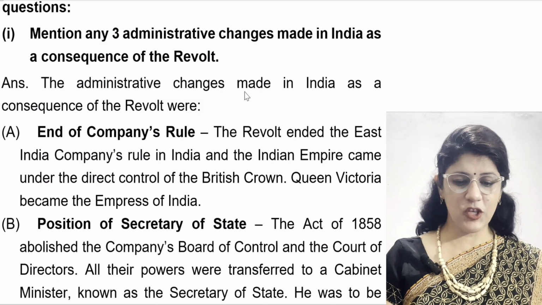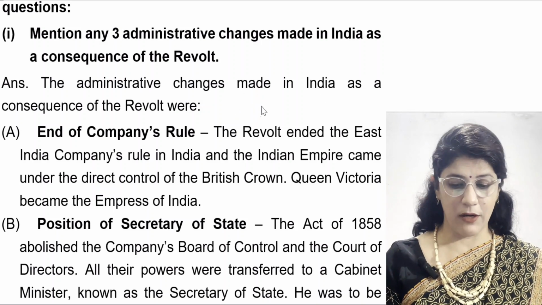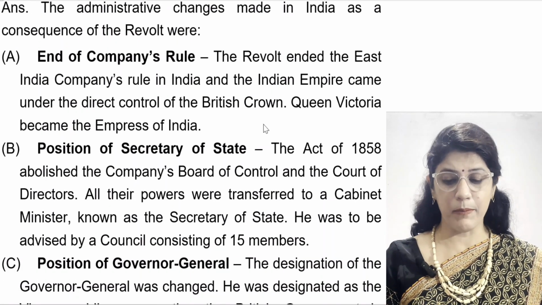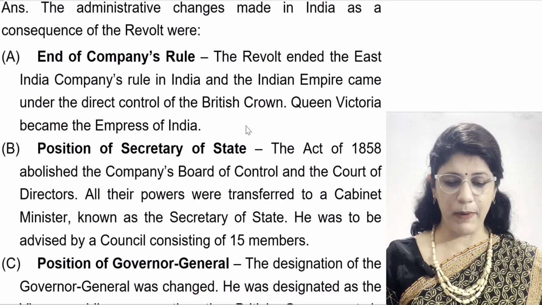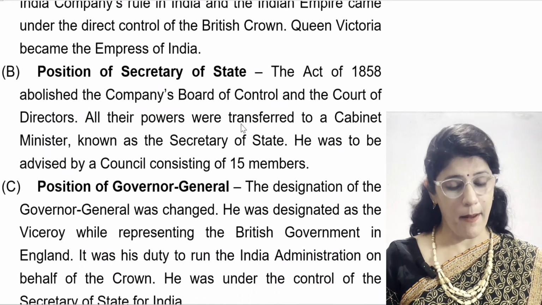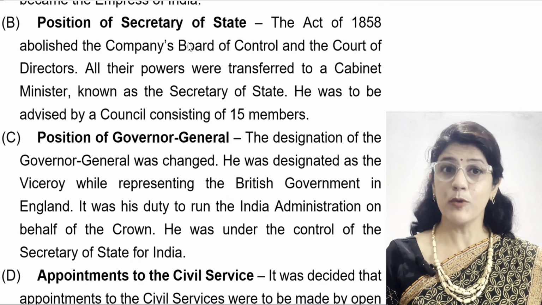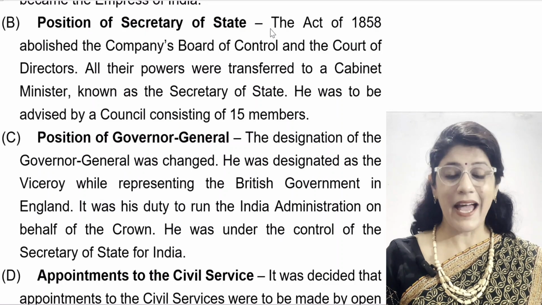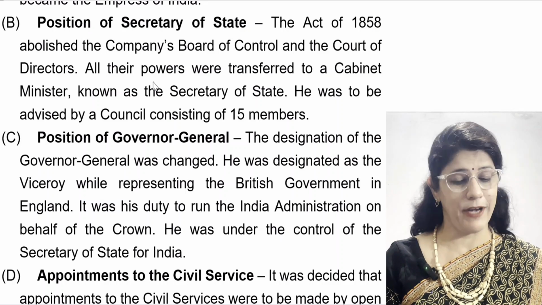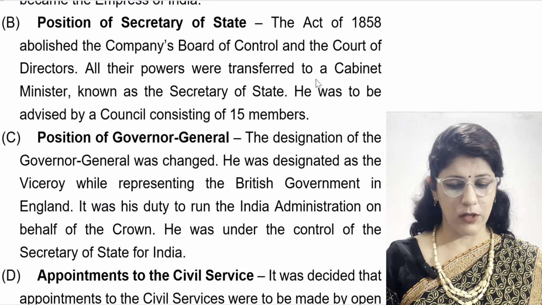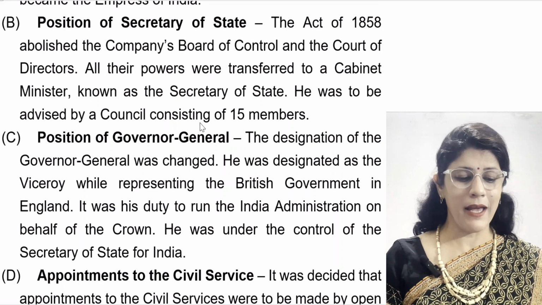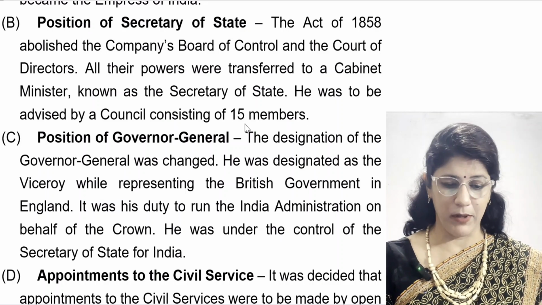So the administrative changes made in India as a consequence of the revolt were: end of company's rule. The revolt ended the East India Company's rule in India, and the Indian Empire came under the direct control of the British Crown. Queen Victoria became the Empress of India. Second heading, position of Secretary of State. The Act of 1858 abolished the Company's Board of Control and Court of Directors. All their powers were transferred to a cabinet minister known as Secretary of State. He was to be advised by a council consisting of 15 members.